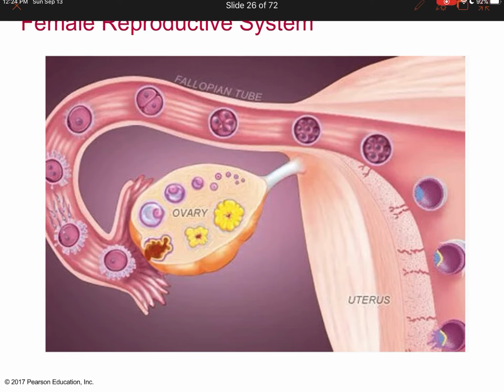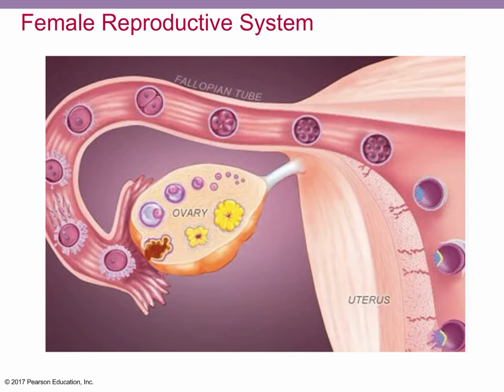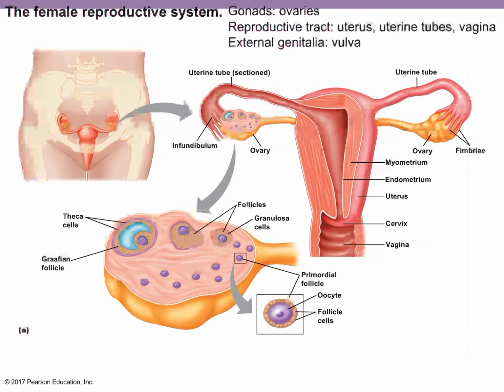Hi guys, this is the female reproductive system of chapter 22. So we're going to get started with looking at the female reproductive organs. So this is the overview.